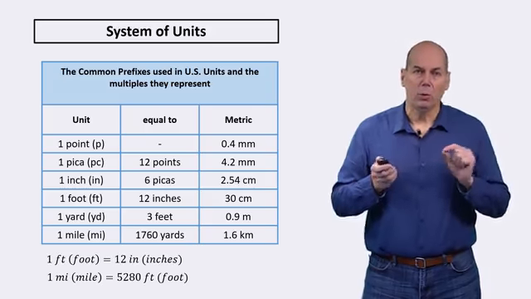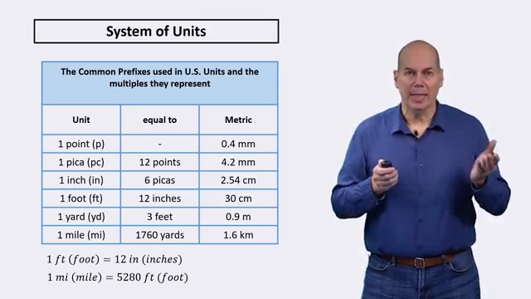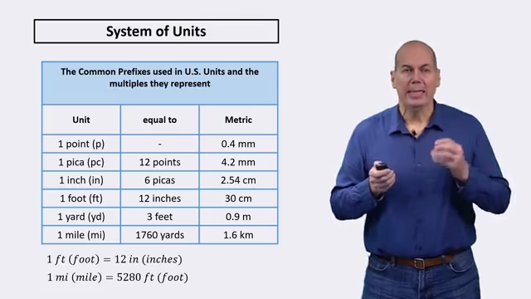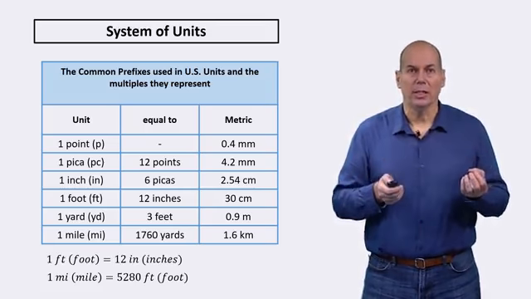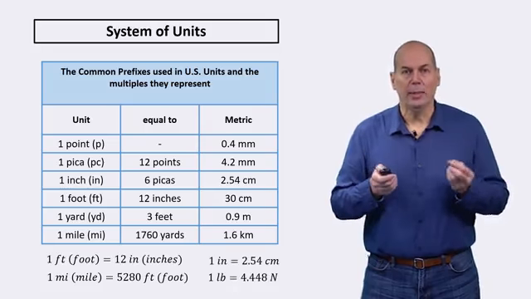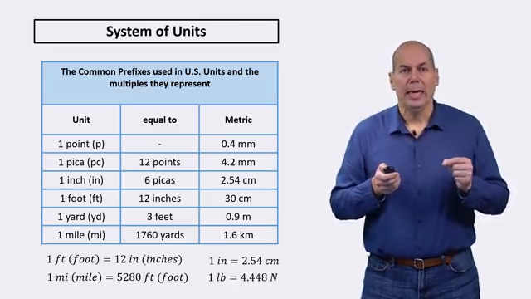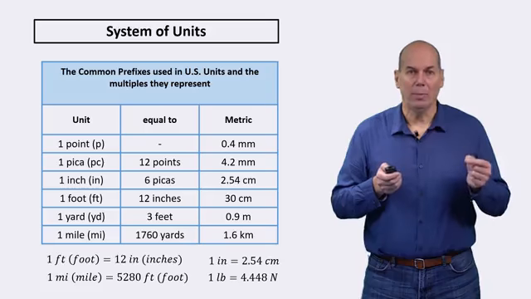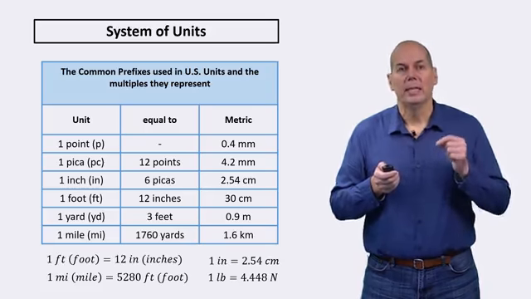It is important to relate the 2 systems, and while time is the same, seconds in both cases, we need to relate, for example, lengths and forces. For the length, the relationship is that 1 inch is 2.54 centimeters, and in the case of force, 1 pound is equal to 4.448 Newton.